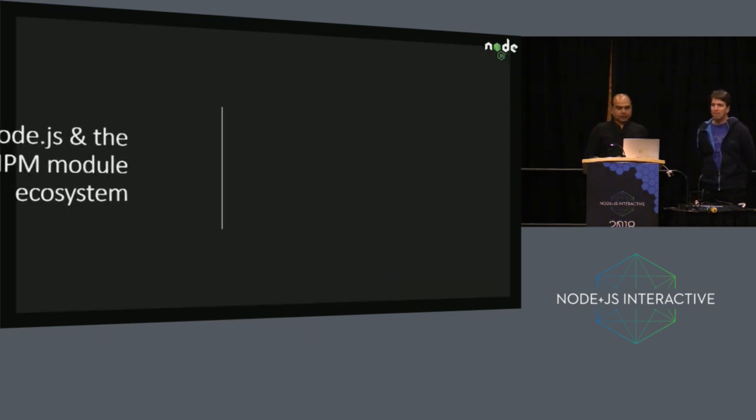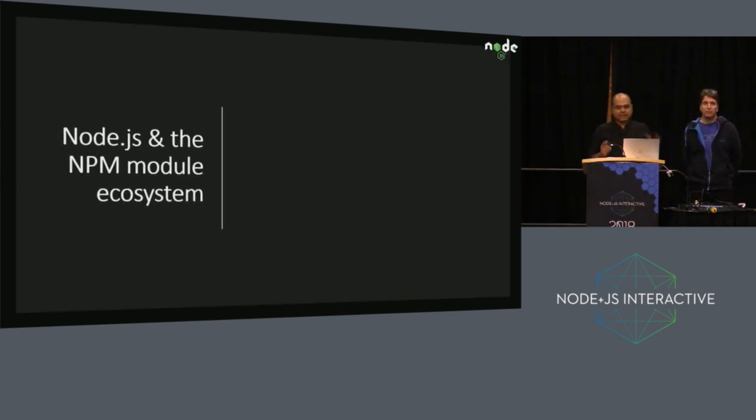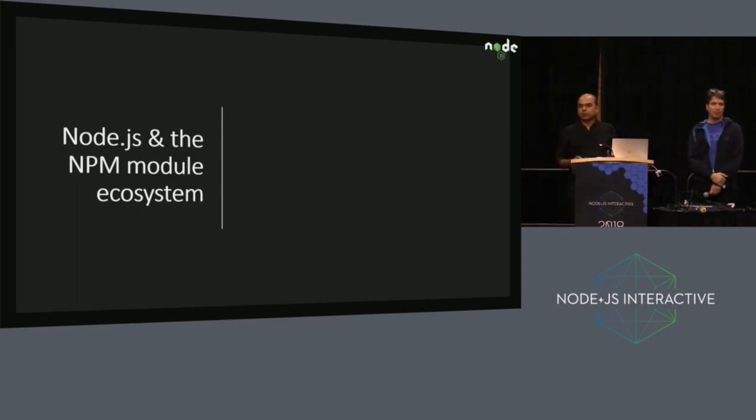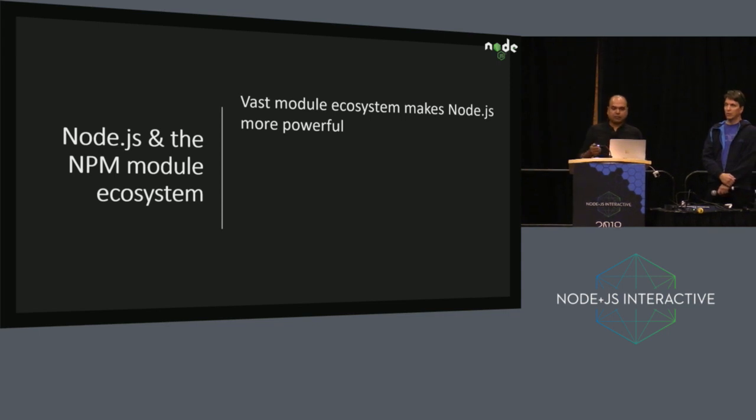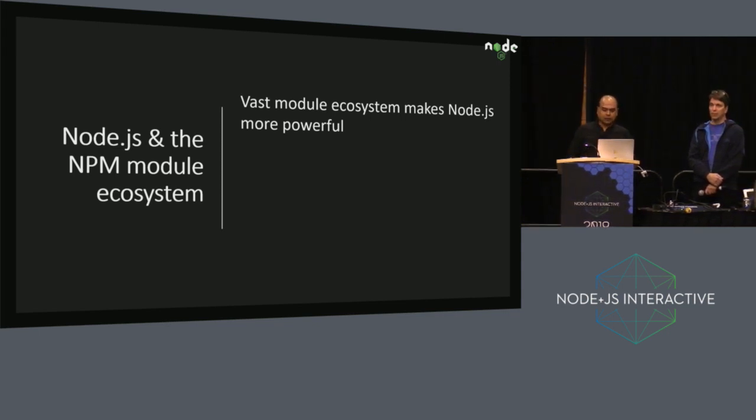All right, so let's start with some basic understanding that we all can agree about, the relationship of Node.js with its NPM module ecosystem. First, the vast module ecosystem makes Node.js more powerful. We all can agree that we find value in the module ecosystem, and that it is a source of power, generating powerful impact on the Node.js platform.